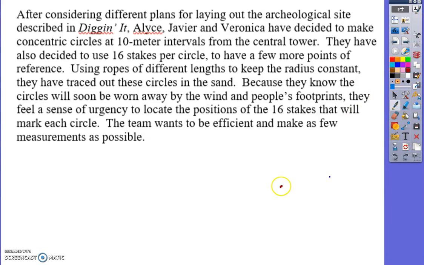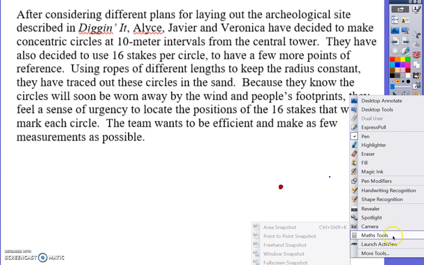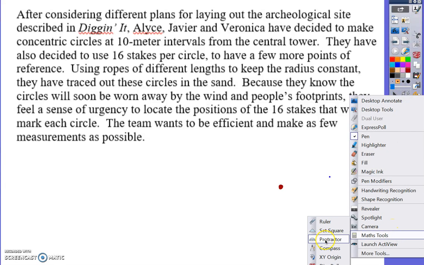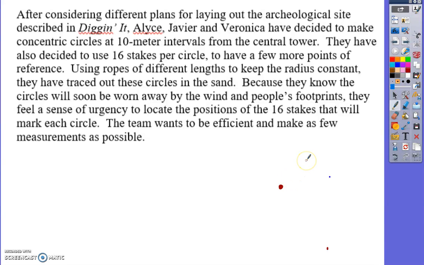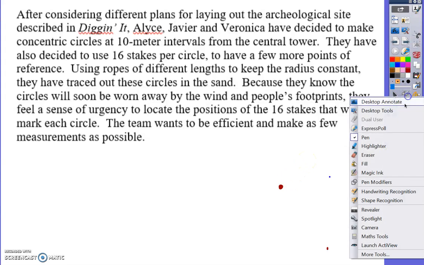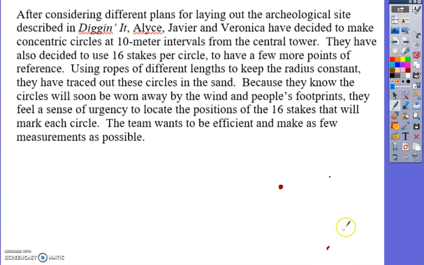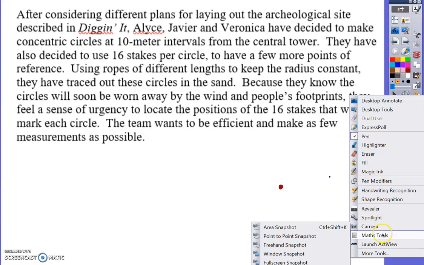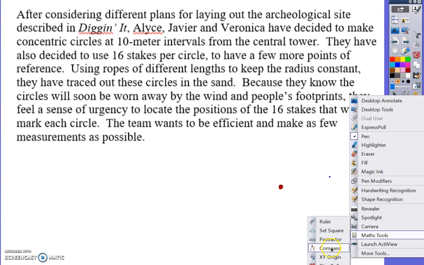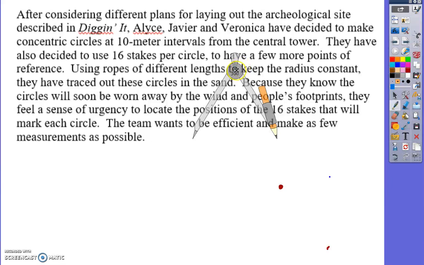So they've decided, you got your central tower, and they've decided to make circles of equal radii. Did I not pull it up? I don't know why that's not working. There it is.